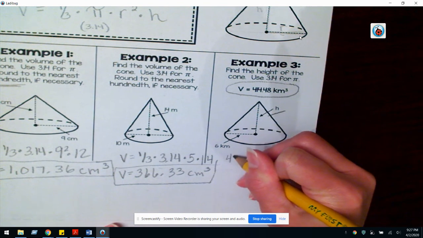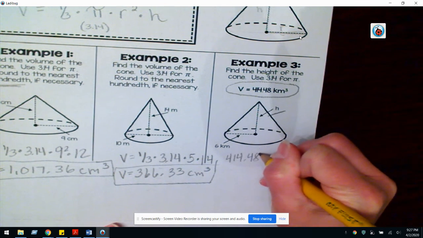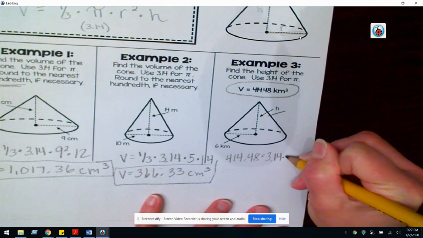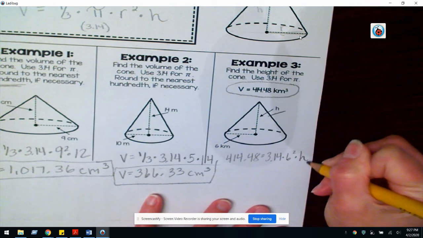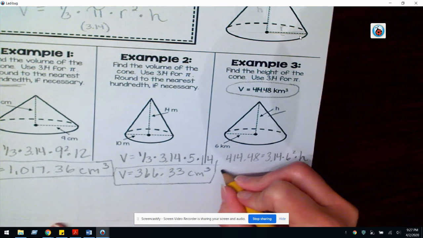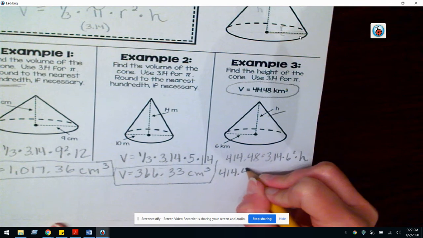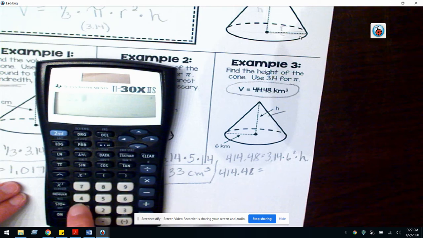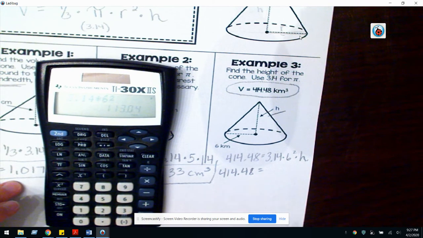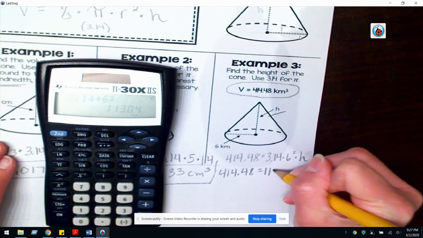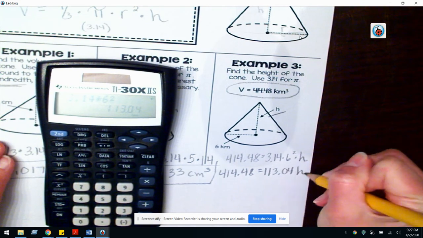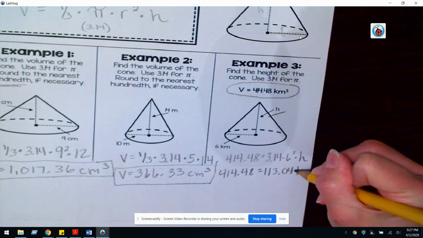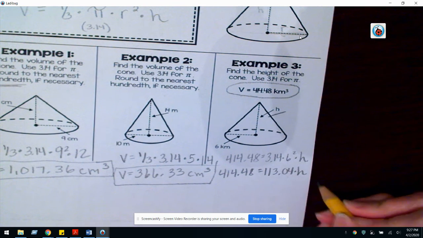So 414.48 equals 3.14 times 6 squared times my height. I don't know that guy. All right, so I do the math that I can do, which is 3.14 times 6 squared. I get 113.04 H.